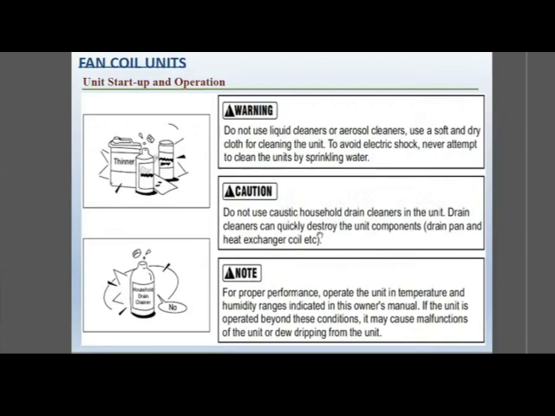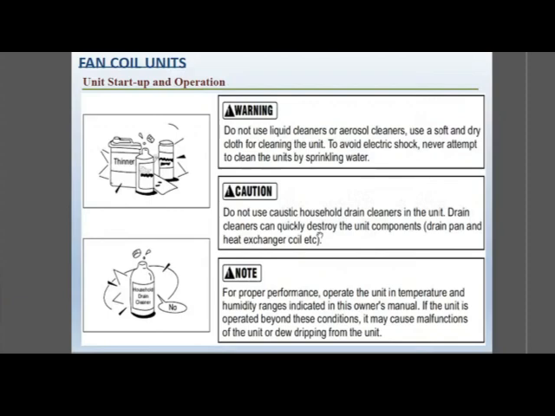Fan coil units. Unit startup and operation. Do not use liquid cleaners or aerosol cleaners. Use a soft and dry cloth for cleaning the unit. To avoid electric shock, never attempt to clean the unit by sprinkling water. Do not use caustic household drain cleaners in the unit. Drain cleaners can quickly destroy the unit components, drain pan and heat exchanger coil, etc.